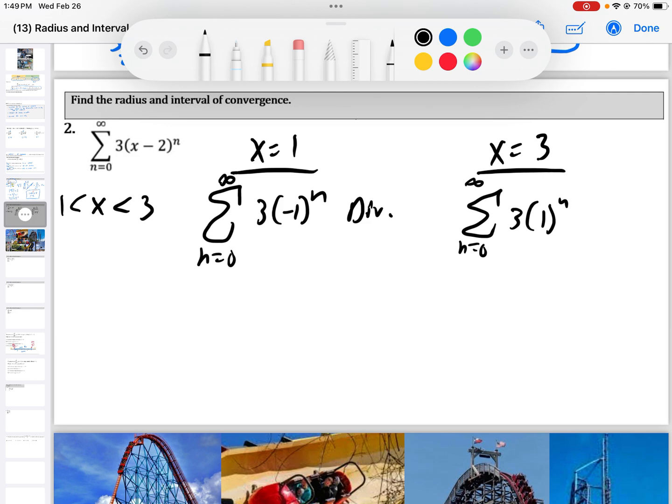If x is 3, I've got a series, 3 minus 3, so it'll be 1. And by the nth term test, that thing diverges also. So the interval of convergence is all the numbers in between 1 and 3, not including 1, not including 3. And the radius of convergence would be 1.